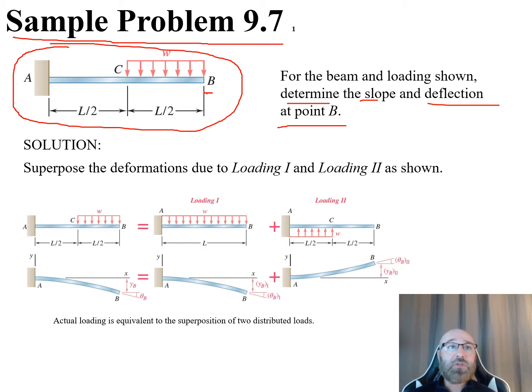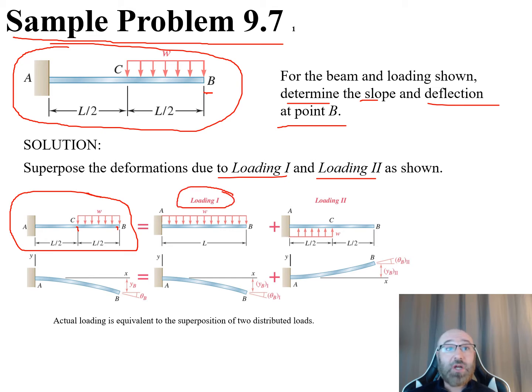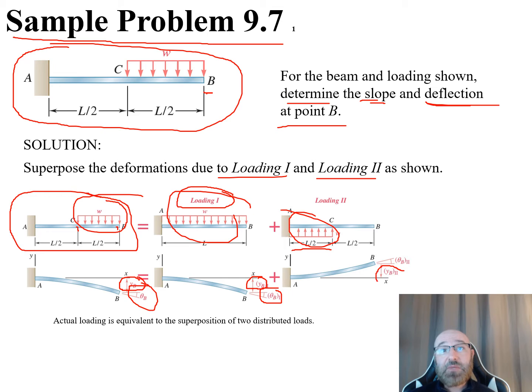So for our solution, what we're going to do is superimpose the deformations due to loading 1 and loading 2 as shown. Again, we're going to separate this out. What we can say is this final loading that we're interested in here, with our distributed load from C to B, is going to be equal to loading the entire beam, a distributed load across the entire beam from A to B, plus a distributed load on the bottom going the opposite direction from A to C. Basically, it's this load minus this load, because it's going to have an opposite sign convention, is going to be equal to this distributed load here. Likewise, if we're looking for our slope and our deflection right here, this y sub B, this deflection, and this angle theta sub B is going to be equal to y sub B1, theta sub B1 plus y sub B2, theta sub B2.